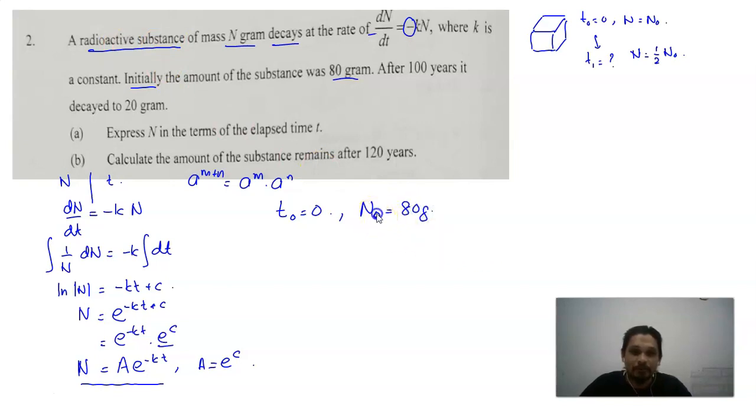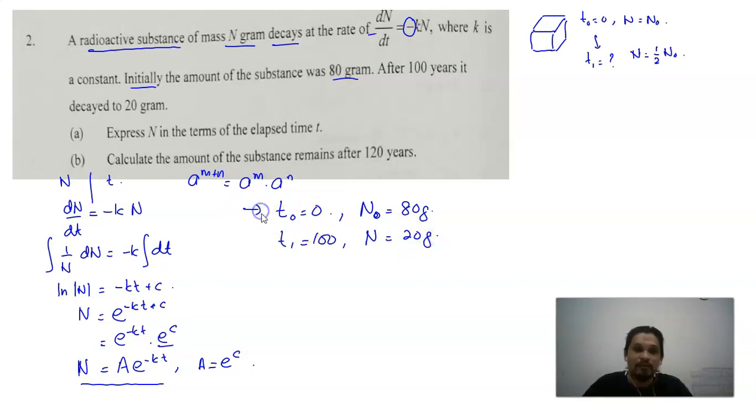So N naught. After 100 years, t equals 100. For this question, t is in years: one year, two years, ten years, 100 years, 120 years. So when t equals 100, it has decayed and the current amount of the substance is 20 grams.